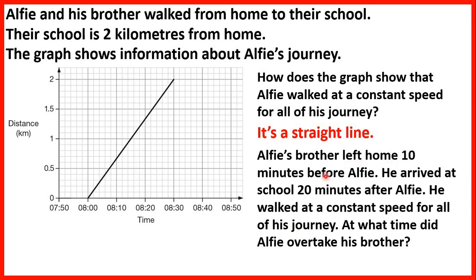So he left home 10 minutes before, so 10 minutes before 8 o'clock is 7:50, and he arrived at school 20 minutes after. So 20 minutes after 8:30 is 8:50. So because he walked at a constant speed, we can join these points with a straight line, and then where the 2 lines overlap will be where Alfie overtook his brother. So we can see that that's at 8:10.